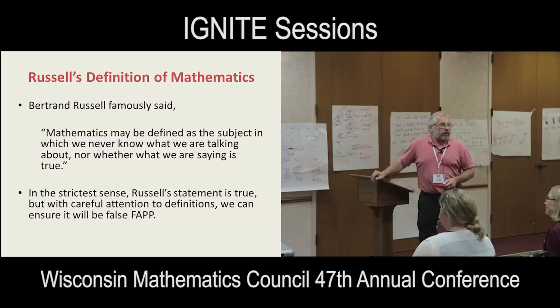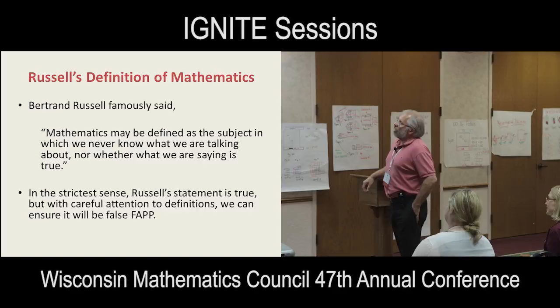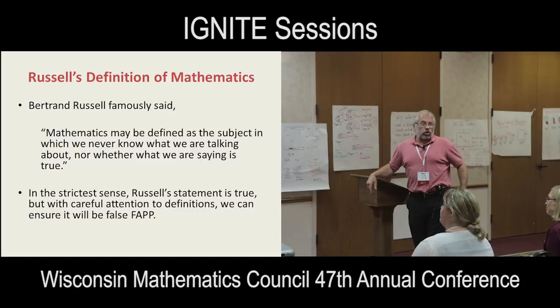One final definition, Bertrand Russell: mathematics is a subject in which we never know what we're talking about, nor whether what we're saying is true. Russell's statement is true, but if we're careful and flexible with definitions, we can make it false.